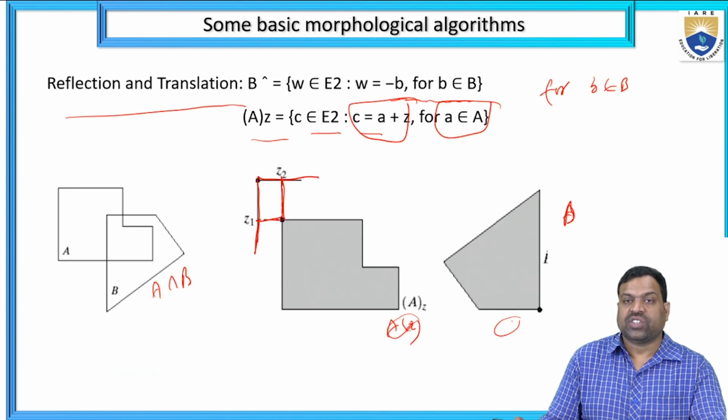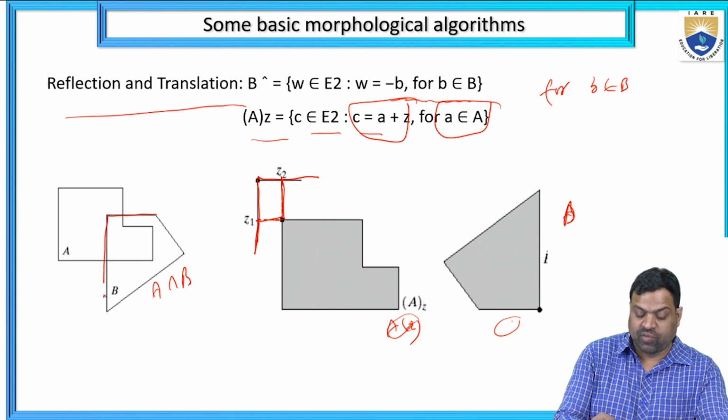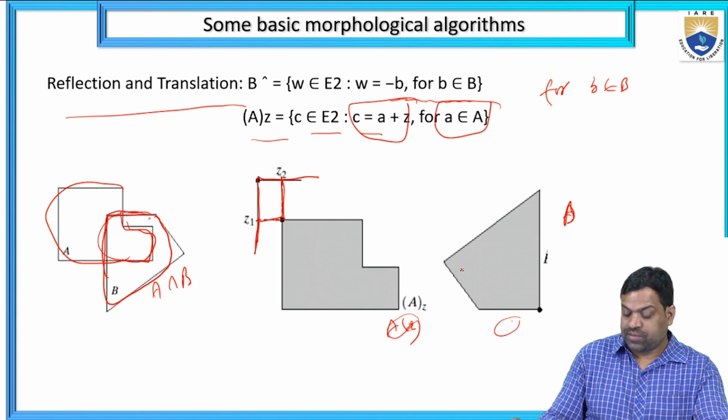And what are the reflections? Here we have to see A reflection of B. Here A reflection, B reflection. Here A and here B.